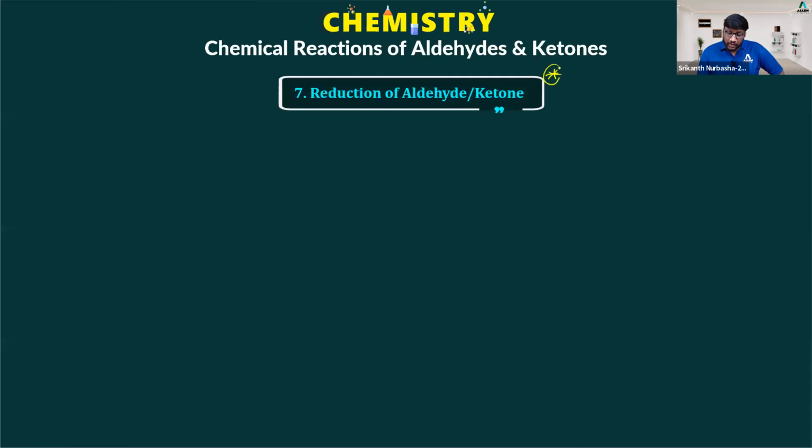Reduction of aldehydes or ketones. What are the reducing agents you can use? LiAlH4 in water, or the same you can write in ether solvent. NaBH4 you can use in ether or water. And you can also use H2 in the presence of palladium or a metal catalyst. So these are the reducing agents you can use to convert the respective aldehyde or ketone. Aldehydes or ketones are oxygen containing functional groups. The oxygen containing functional group will be converted to the respective alcohol.